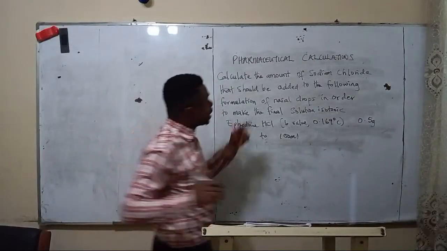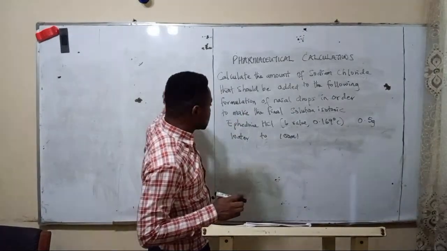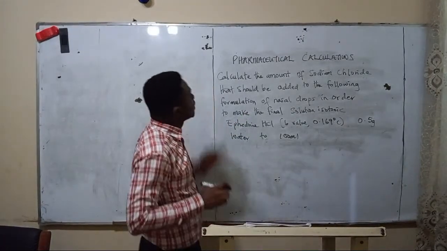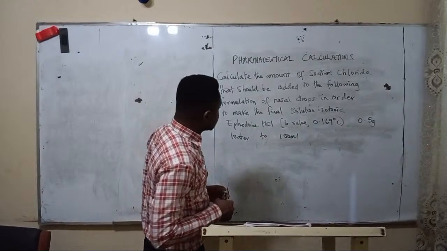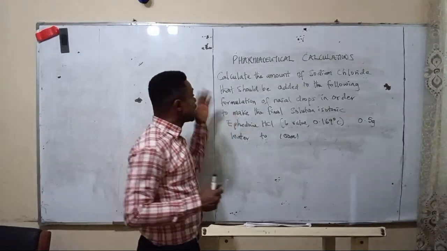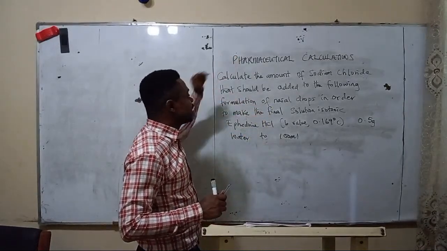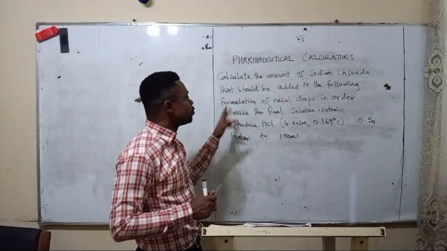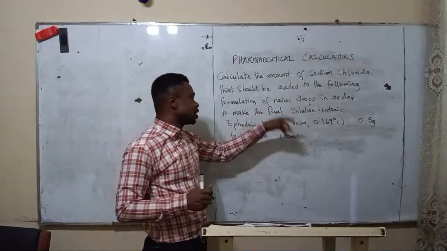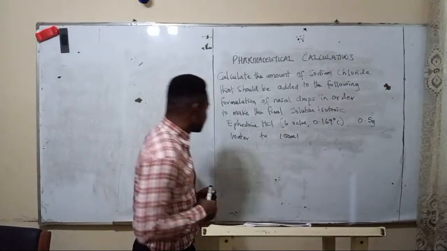Take a look at this question. Actually, this question was sent to me by one of my students, and I deemed it necessary to solve it here. The question says: calculate the amount of sodium chloride that should be added to the following formulation of nasal drops in order to make the final solution isotonic.